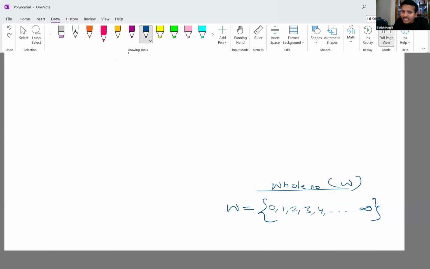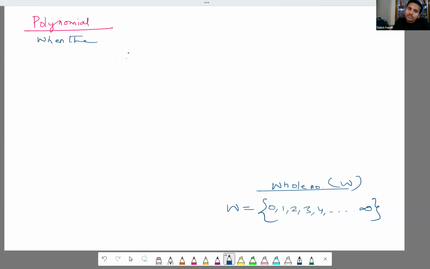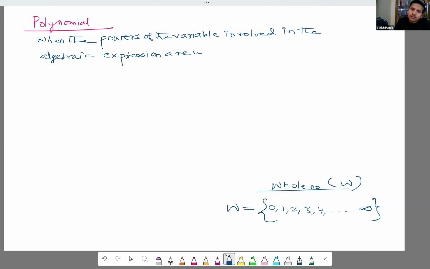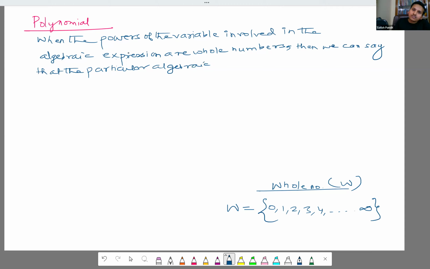So what is the definition of a polynomial? It says when the powers of the variable involved in the algebraic expression are whole numbers, then we can say that the particular algebraic expression is a polynomial.